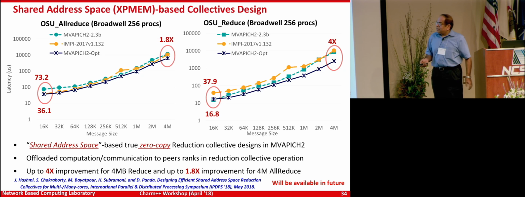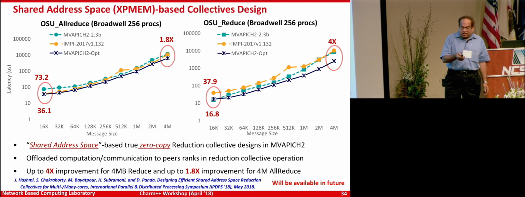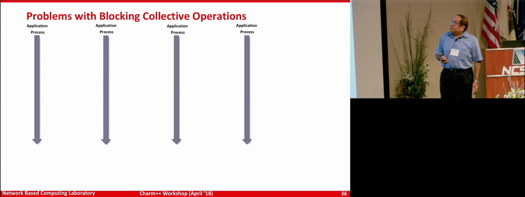It has not yet been incorporated into the code, but here if you see, for operations like Allreduce, you can see a 1.x to 4.x benefit using this new XPMEM-based design. It shows some application-level benefits also. This is CNTK, a deep learning application from Microsoft. This is miniAMR. You get about 9%, 20%, 15% benefits at the application level. They are using these collectives, and if we can do these collectives properly, we can move those benefits to the upper level.